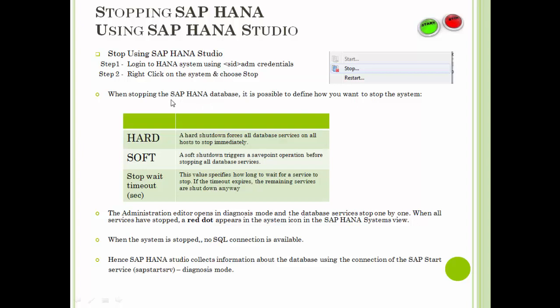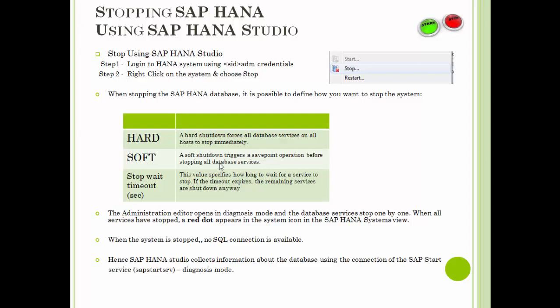When stopping through HANA Studio, it will give us a pop-up to choose what type of stop we have to choose. There are two types, hard and soft. By hard we mean a hard shutdown forces all database services on all hosts to stop immediately. If it is a single host, one host; if it is multiple, then multiple. So hard mode will abruptly stop all the processes. It will force stop all the processes. Whereas coming to the next mode, that is soft, a soft shutdown triggers a save point operation before stopping. So it will trigger a save point.